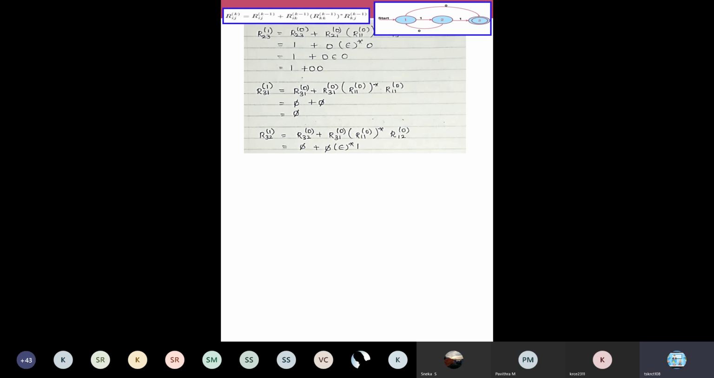Okay, so here once again null is coming in concatenation. So the entire right hand side of the plus will become null. So null plus null is equal to null once again. So R32 of 1 is also null. So in level 1, we have found R31 and R32. Next is R33. R33 of 1 is R33 of 0 plus R31 of 0. So k is 1. So kk is R11 of 0 the whole star.